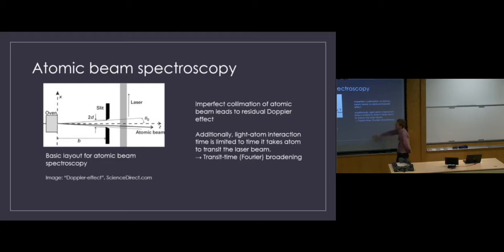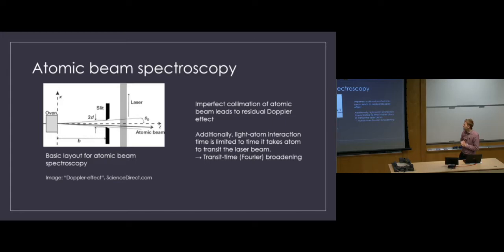You would have an oven, pass the atoms that emerge from that through a little hole in the oven, have them go through a slit to help further reduce the angular spread, and then interact with the laser beam here. One challenge is that you can never perfectly collimate an atomic beam, so you'll always have some small spread in angles, but it at least significantly reduces the Doppler broadening.